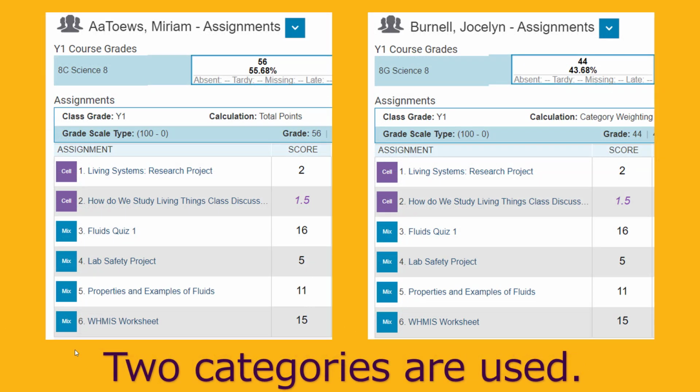When we add 2 new assignments for the next unit, what do you notice about their overall grades? Both Miriam and Jocelyn have identical scores for each assessment, but now there is a 12% difference between their grades.